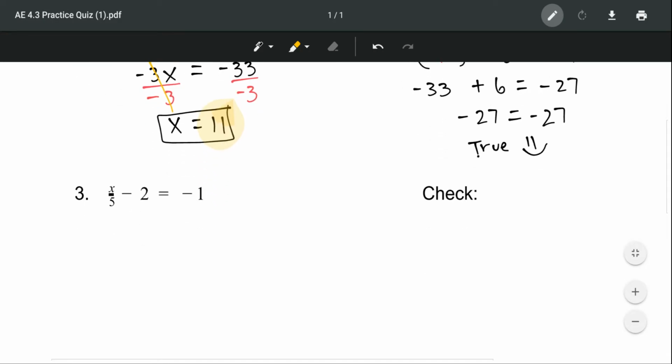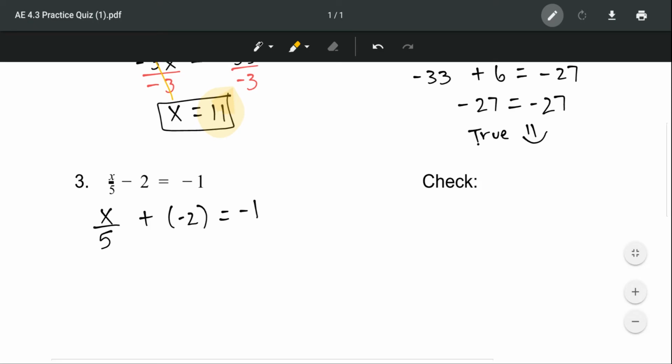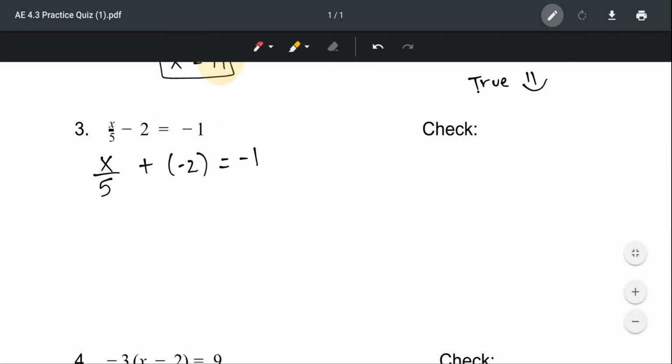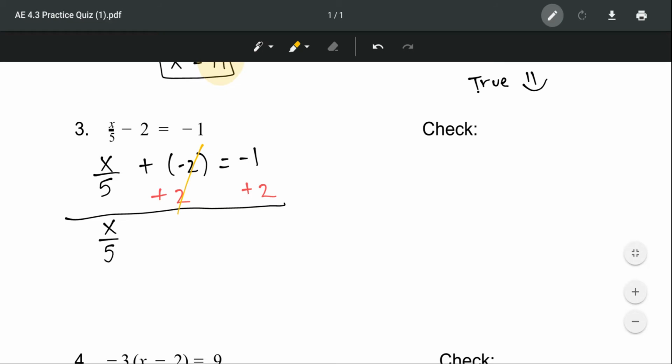Okay, number 3, you have x divided by 5 minus 2 equals negative 1. Since it's subtraction, you want to rewrite it as addition. So x divided by 5 plus negative 2 is equal to negative 1. So now we want to add positive 2 to both sides of your equation. So negative 2 and positive 2 will cancel out. So you're left with x over 5 plus 0 equals negative 1 plus 2 is negative 1.